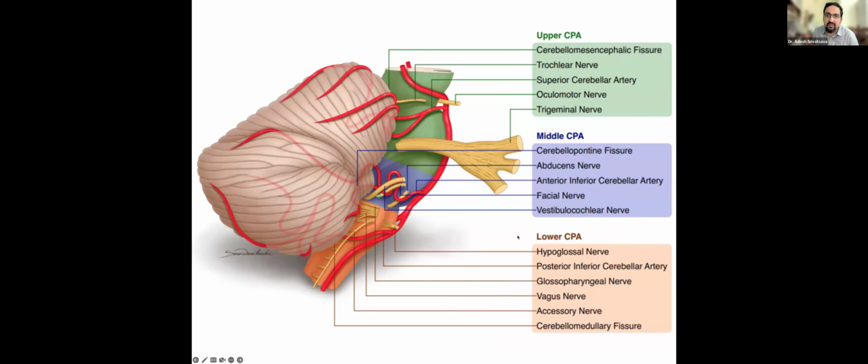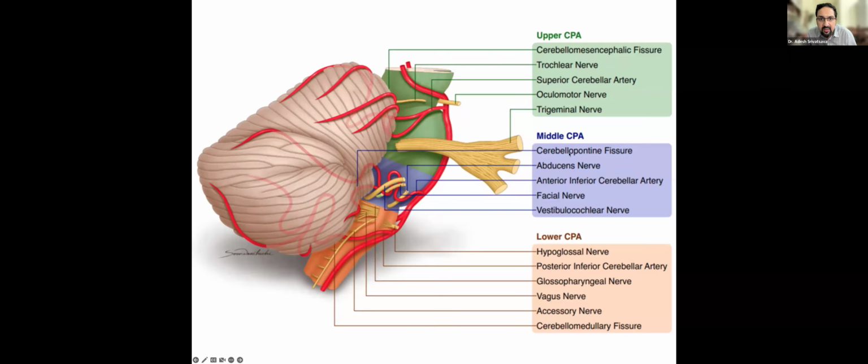Now coming to the divisions of the CP angle. The anatomy can be conceptualized by breaking down the various neurovascular elements into 3 complexes, each complex containing one artery and one group of cranial nerves. The upper CP angle has the superior cerebellar artery, the middle portion has the AICA, and the inferior portion has the PICA. Similarly, the upper part contains mainly the 5th, 4th, and 3rd cranial nerves. The 3rd and 4th cranial nerves may be a bit superior and may not be considered contents of it, but still for the upper CP angle, those nerves can be mentioned.